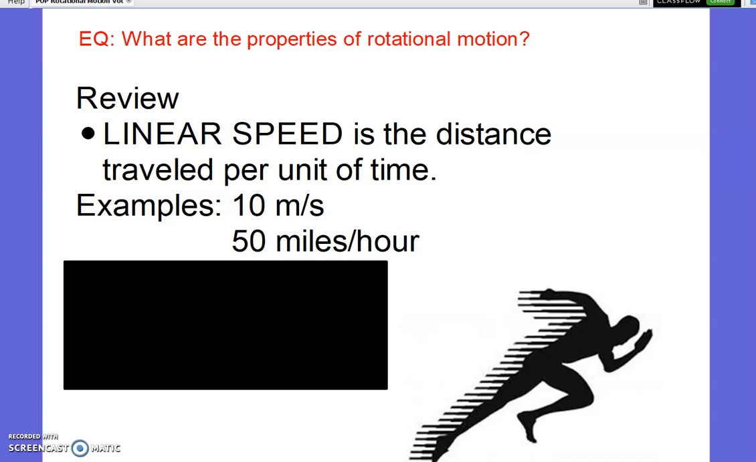One of the things we want to review about rotational motion is linear speed. Linear speed is the distance traveled per unit time. It is essentially how fast something is moving. Some examples of speeds would be 10 meters per second, which means we move 10 meters every second, and 50 miles per hour, which means that we have an object that moves 50 miles every hour.